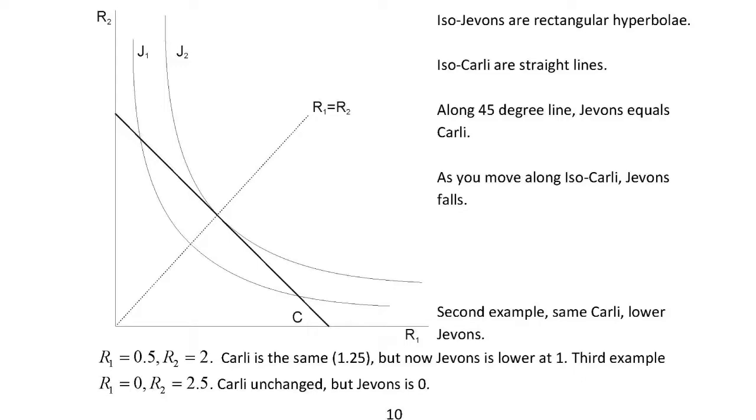A third example is where R1 equals 0 and R2 equals 2.5. Again, the Carli is unchanged. It's equal to the average of 0 and 2.5, which is 1.25, but the Jevons is 0. And of course, when you have a 0, any geometric mean will be 0 if any one of the values is 0. That's an extreme example. When there's a lot of price dispersion, you tend to get a lower Jevons than you do Carli.